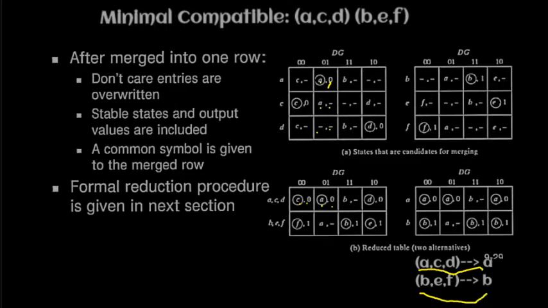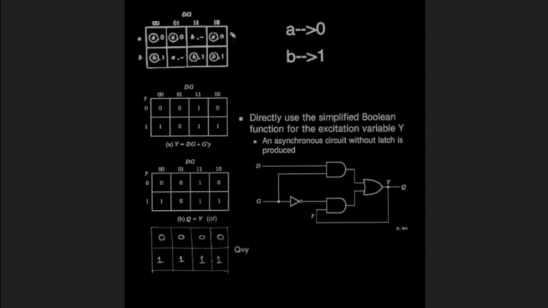Next, we have to assign a binary state variable to each of these two states. Here we can assign binary variables directly because there can't be any critical races in a two-row table. Otherwise, we have to follow the procedure for race reassignment. So I assign 0 to A and 1 to B. Taking only the next state variables, I obtain the transition table. We can obtain the Boolean expression for the excitation variable y from the map.